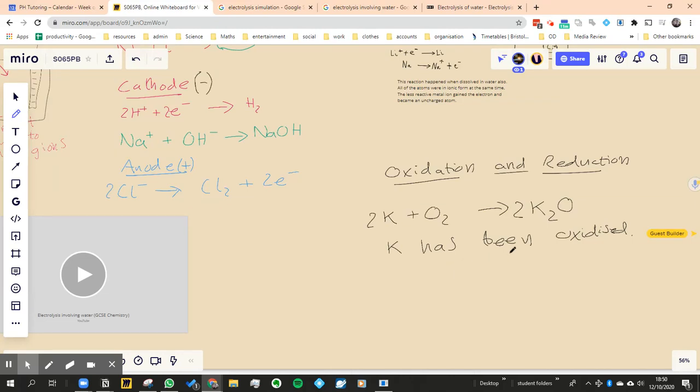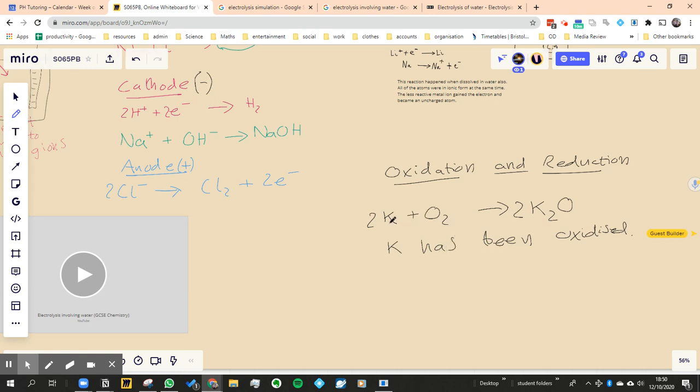So, oxidation and reduction. Before we go into too much detail about oxidation and reduction, most of us will probably know that oxidation is when something reacts with oxygen. But we're going to learn a new definition for it.